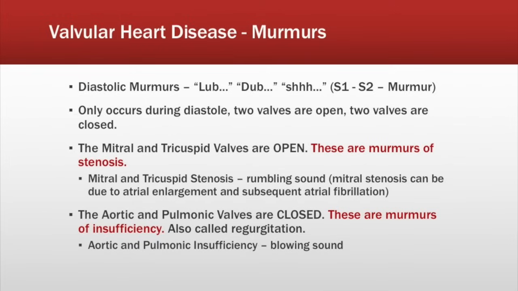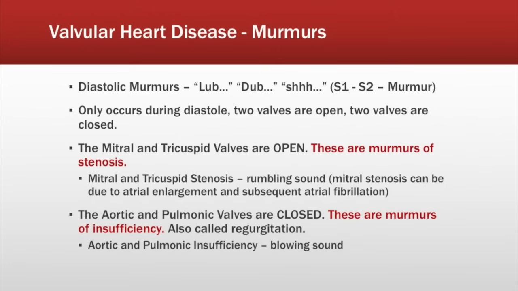So that's the reason why you can have a murmur of stenosis and a murmur of insufficiency in your diastolic and systolic murmurs. The mitral stenosis and tricuspid stenosis sound like a rumbling sound. Mitral stenosis can be due to atrial enlargement and subsequent atrial fibrillation. And this is here due to the location of those valves. The aortic and pulmonic valves are closed during diastole, and these are murmurs of insufficiency, again, which is also called regurgitation. Aortic and pulmonic insufficiency sound like a blowing sound.